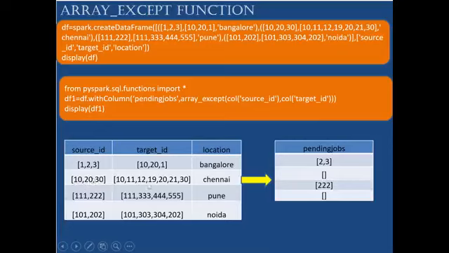10, 20, 30 are matching on both sides, so it won't show anything here. For 111 and 222, 111 is there, but 222 is not there at the target side, so it will display. Similarly, 101 and 202 are both there at source and target, so it will not show anything. Okay. Next.